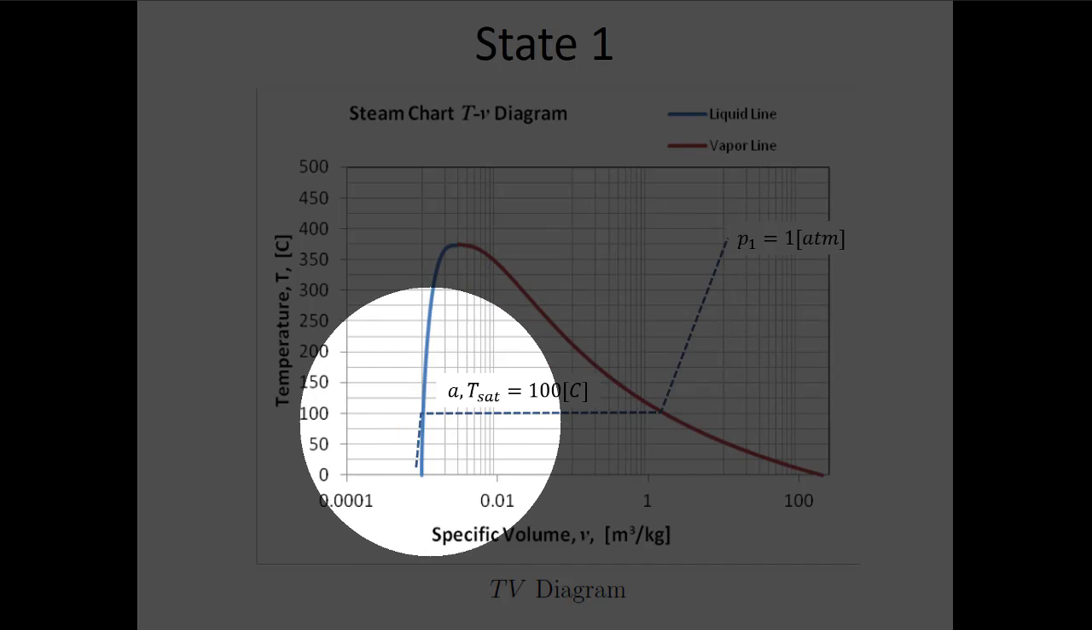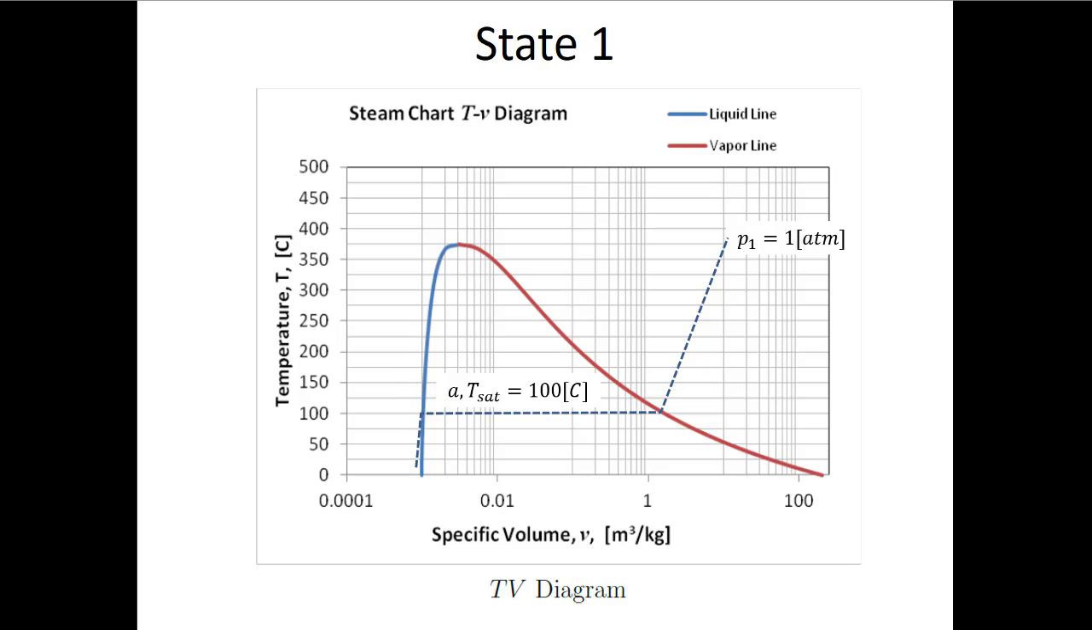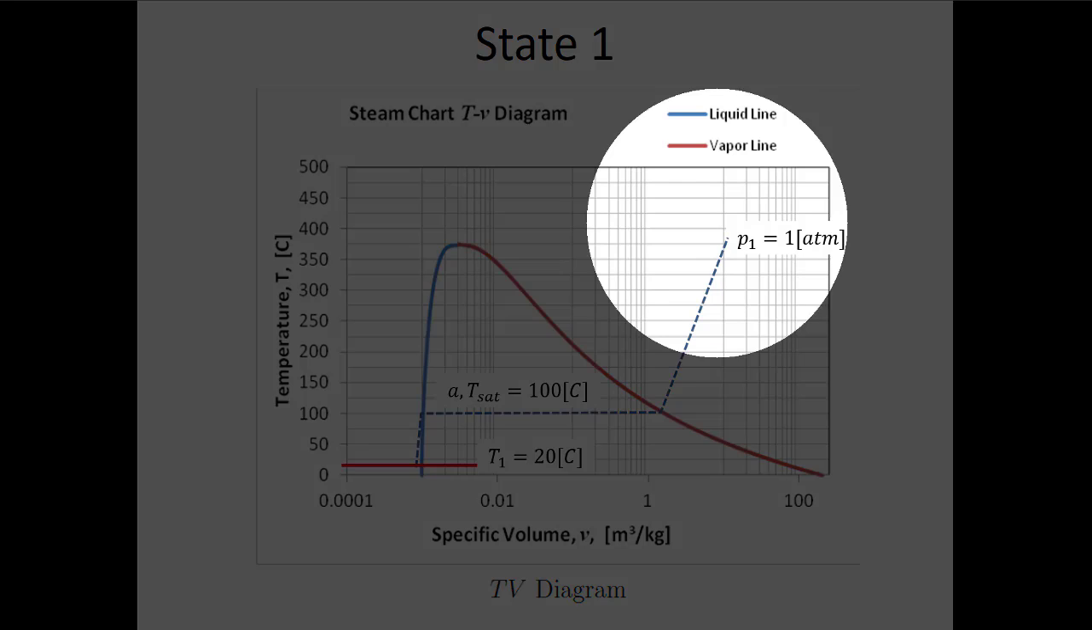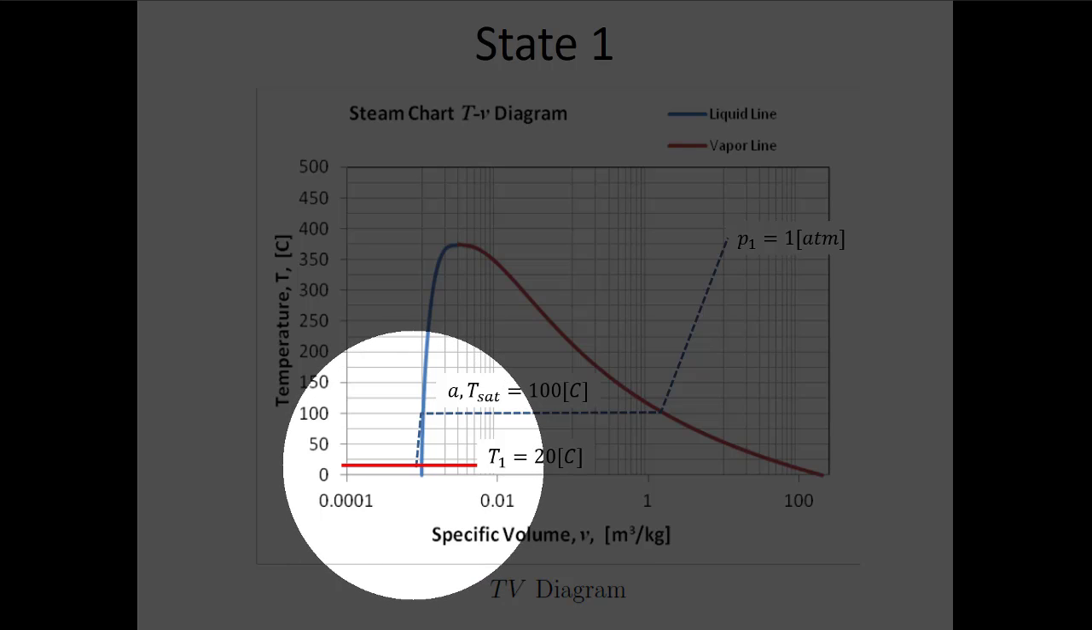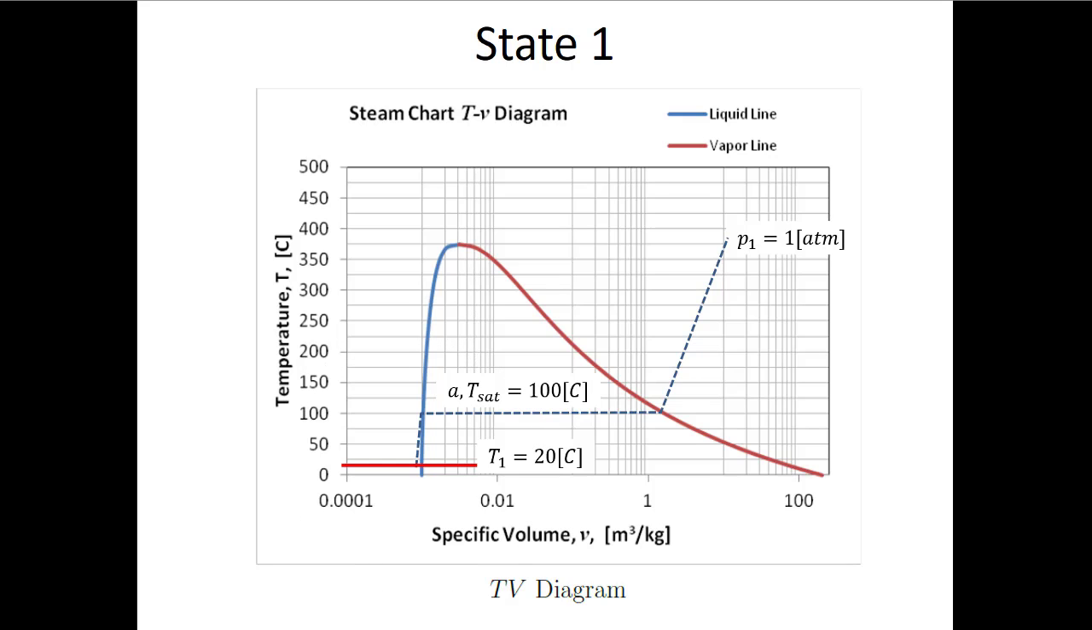The slope in the subcooled liquid region is very, very steep, and the slope in the superheated vapor region will be somewhat less pronounced. So I know my state 1 is at 20 degrees. 20 degrees is less than 100 degrees, so it's going to intercept my constant pressure line here in the subcooled liquid region, because it's below the saturation temperature. So I know that state 1 is going to be a subcooled liquid.